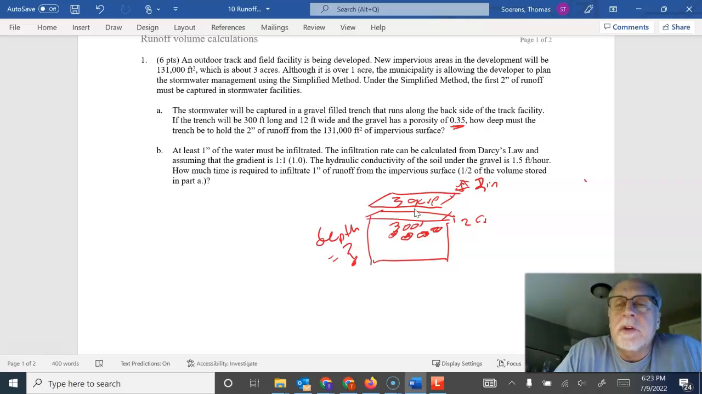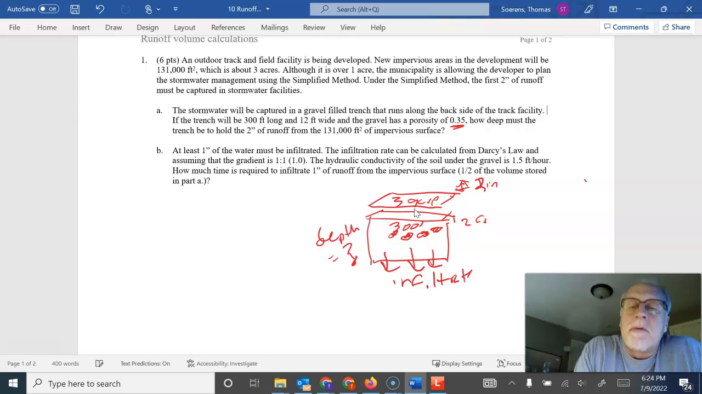And then, and this is also part of the simplified method, half of that, or at least 1 inch of the water, must be infiltrated. So it's got to go into the ground on the bottom here. So we have to infiltrate it. It says infiltrate, believe me. The hydraulic conductivity of the soil equals 1.5 feet per hour. How much time is required to infiltrate 1 inch of runoff from the impervious surface?